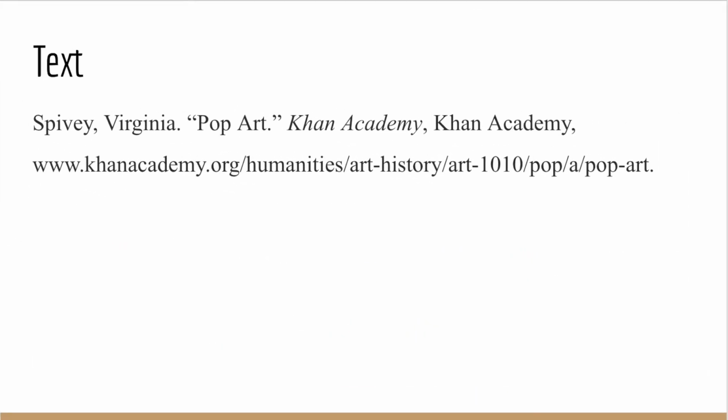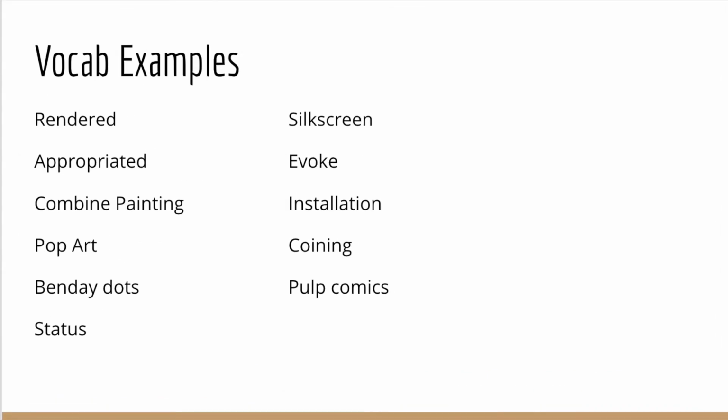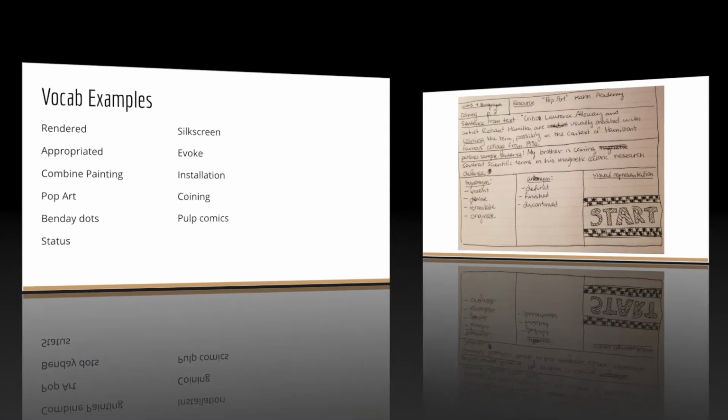For our text, we chose an article from Khan Academy about pop art, which, as I mentioned earlier, has many hard to understand words. The article mentions many words that even we as art students currently aren't familiar with and know would be difficult for high schoolers to understand. Appropriate, render, silkscreen, combine, painting, Ben-Day dots, all of these words are from the article, are associated with the pop art movement, and would be great examples for student notebooks.